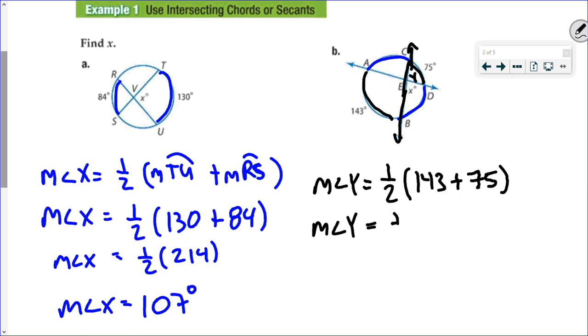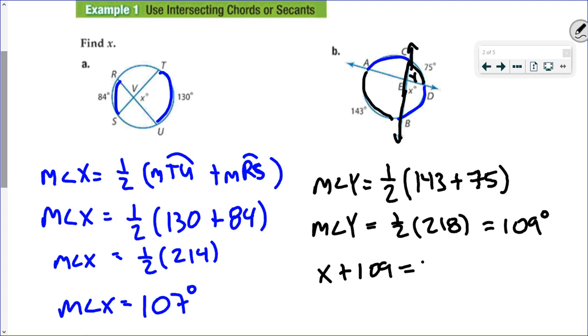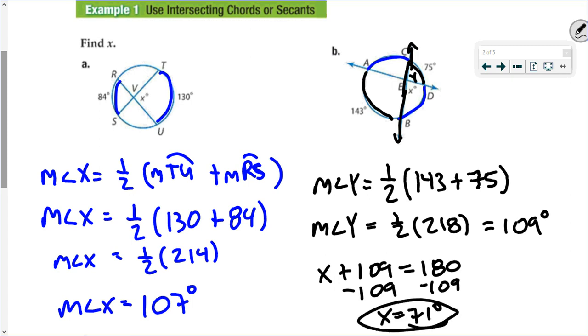So this is 1/2 of what, 218? Which is 109 degrees. Right? And we set x and y, x plus 109, those should add to 180. They are supplementary. They lie on the same line. So if we subtract 109, we should get that x is 71 degrees. So that's one way to find it. A couple other approaches, but I think that's probably the most straightforward way.